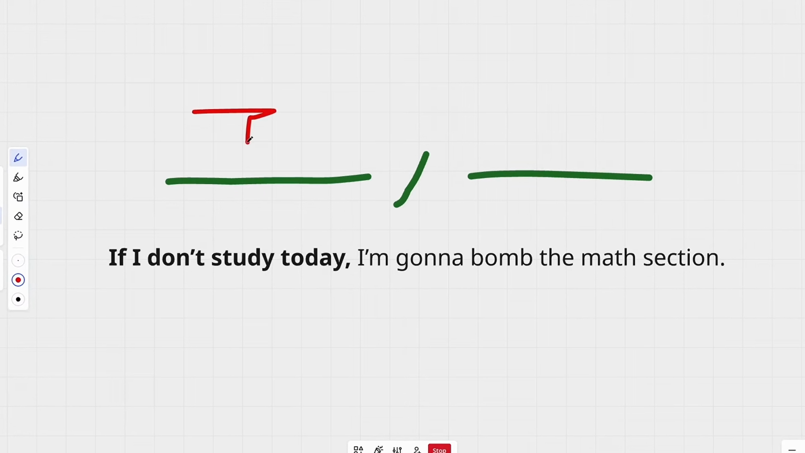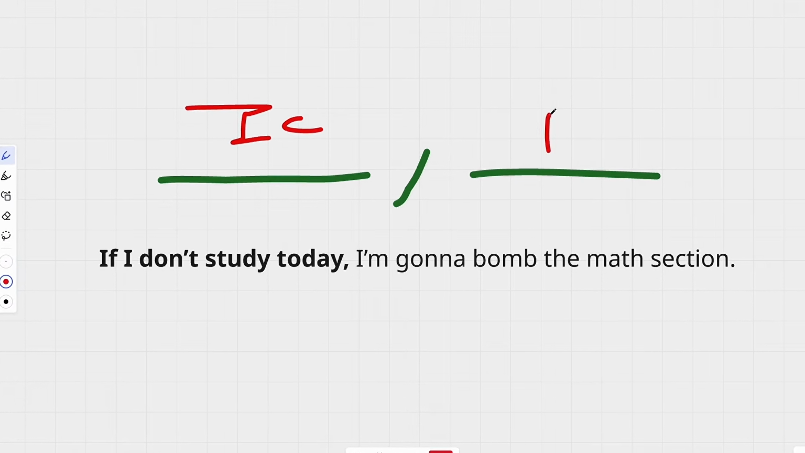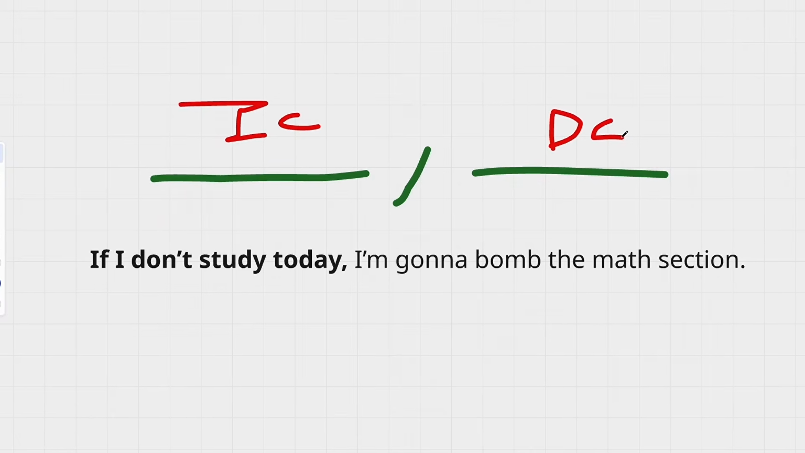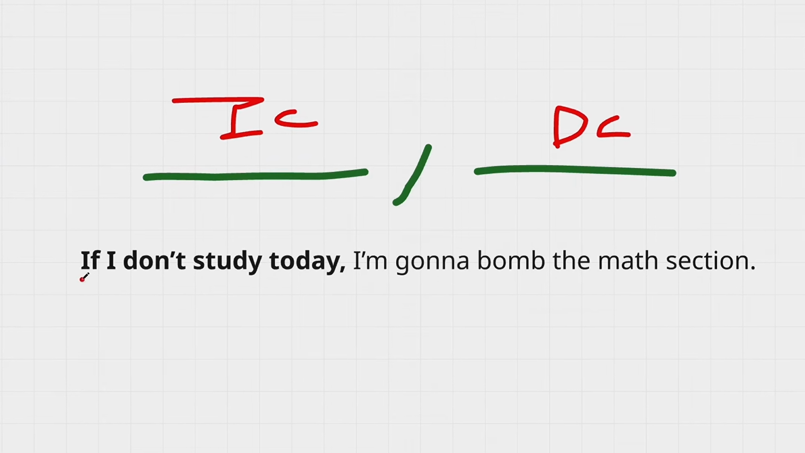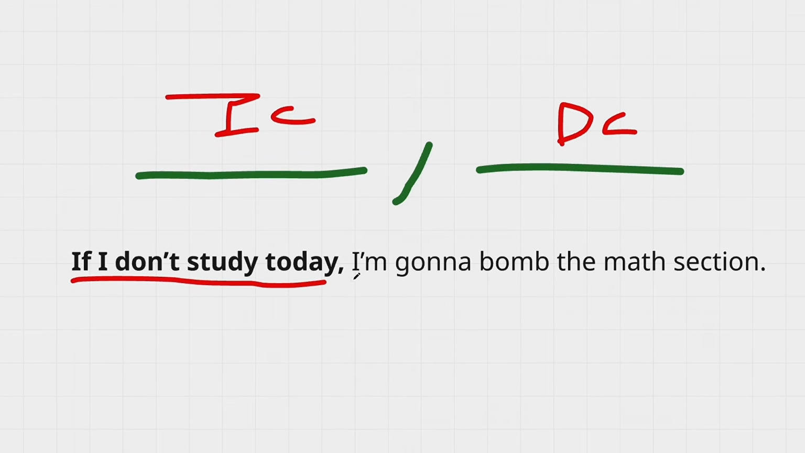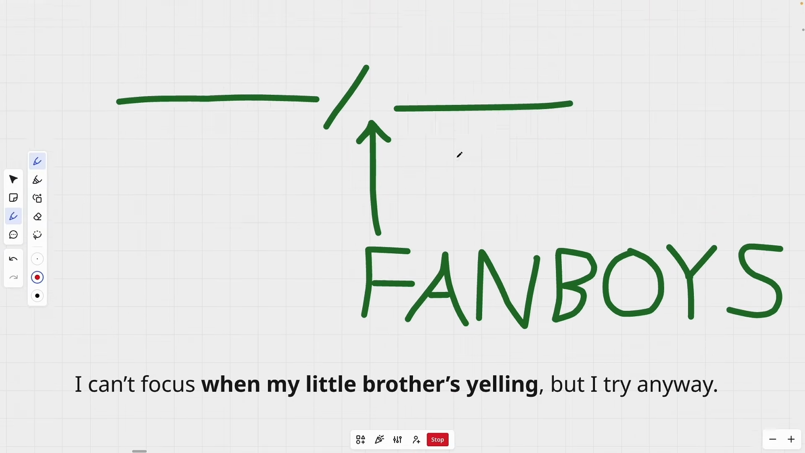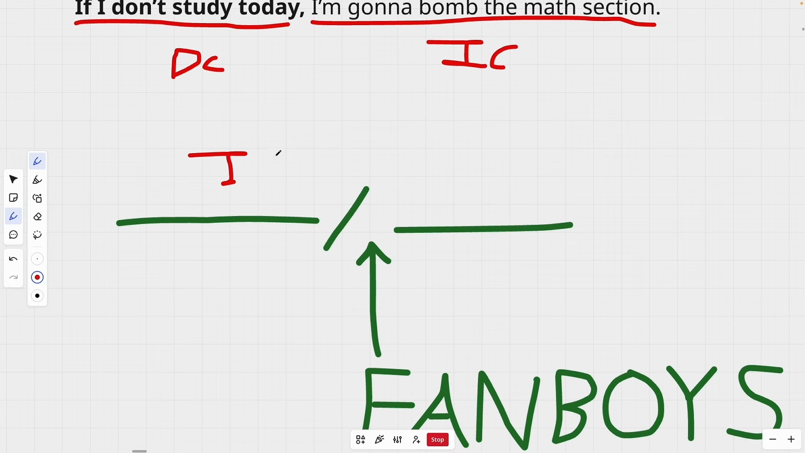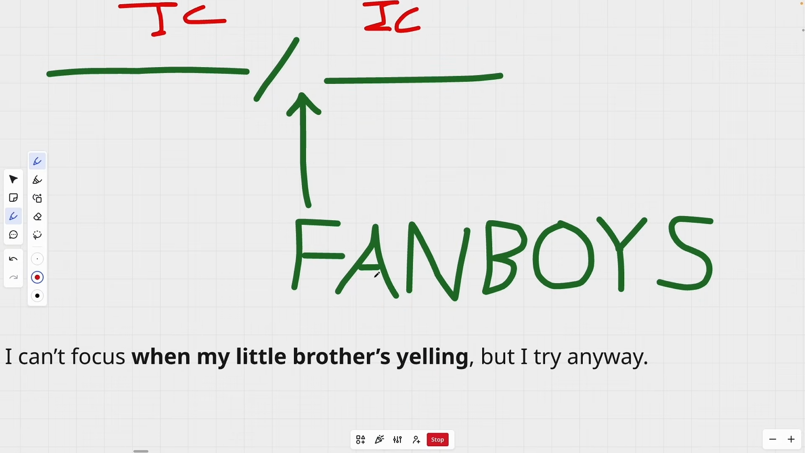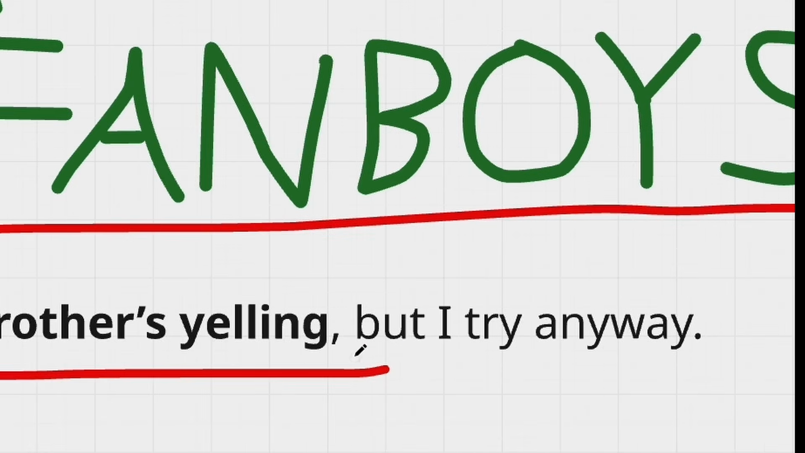Now just regular commas some more. Commas basically separate an independent clause and a dependent clause. Dependent clauses are ones that cannot exist on their own. So look at this. If I don't study today, I'm gonna bomb the math section. But if there's a case where it's 2 independent clauses, you have to use a comma with a word like and or but or so. Basically these FANBOYS. That's for, and, nor, but, or, yet, so. I can't focus when my little brother's yelling, but I try anyways.